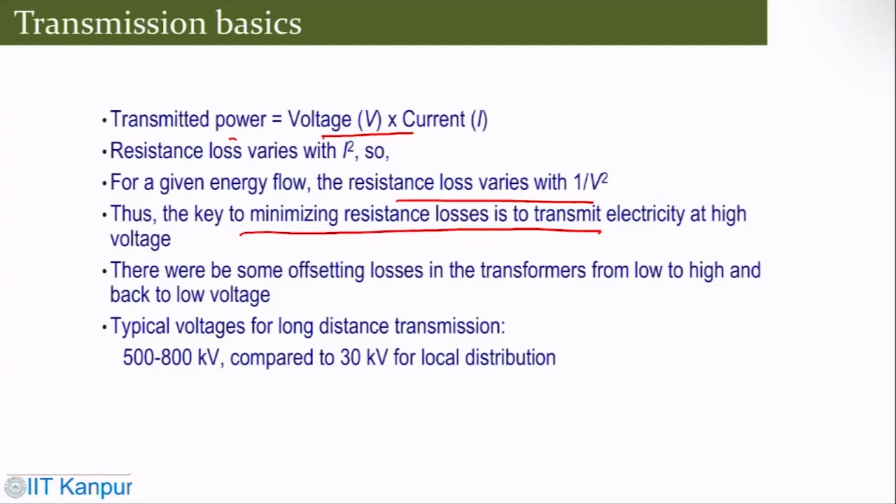Typical long distance transmissions are at high voltage, compared to 30 kilovolts for local distribution. One important aspect here is where your farm is located, so that you transmit the electricity to the grid. If you have to transmit over a lesser distance, then you can minimize the losses.